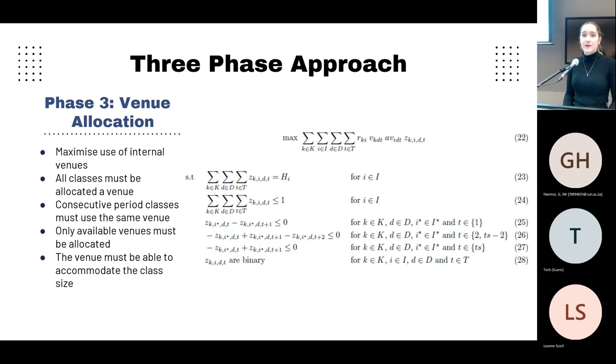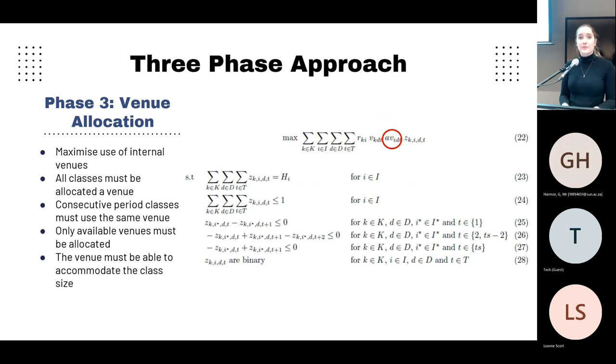So then this takes us to the third phase of our approach, which is the venue allocation. We try to maximize the use of the internal venues. And we used the results from the previous phase, by creating a binary variable, sorry, of what time each module was scheduled. So that's that one up there.